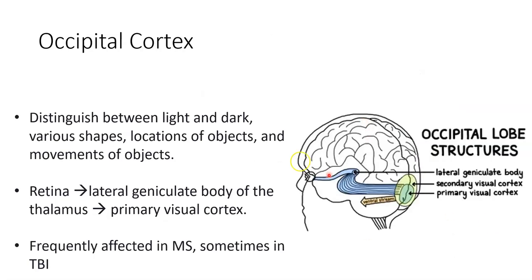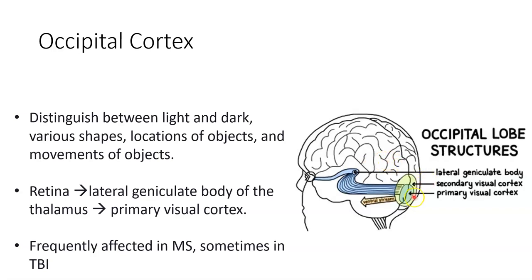So that was all regarding the parietal lobe. Moving on to the occipital lobe. The main structures over here are your primary visual cortex, your secondary visual cortex, and the lateral geniculate body. And as you know, the main function of the occipital lobe is to process visual information.